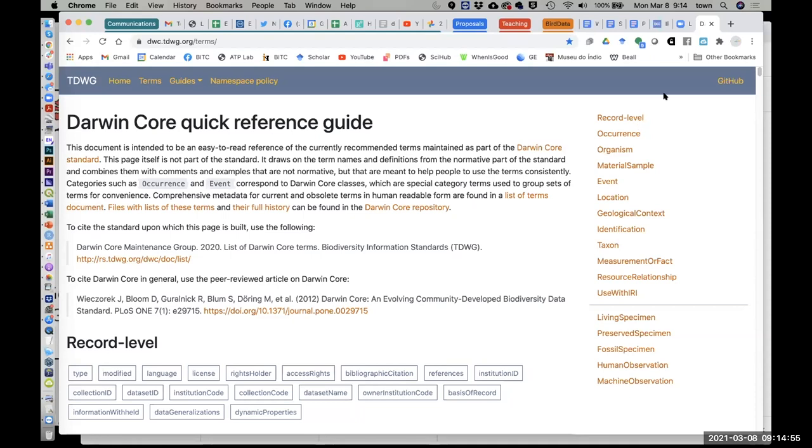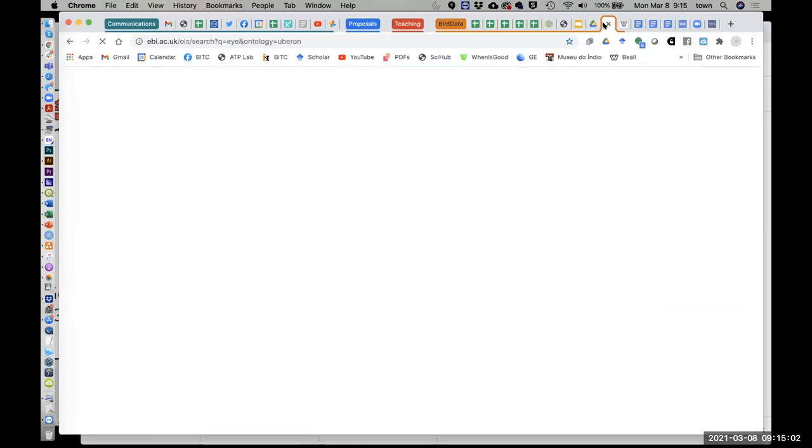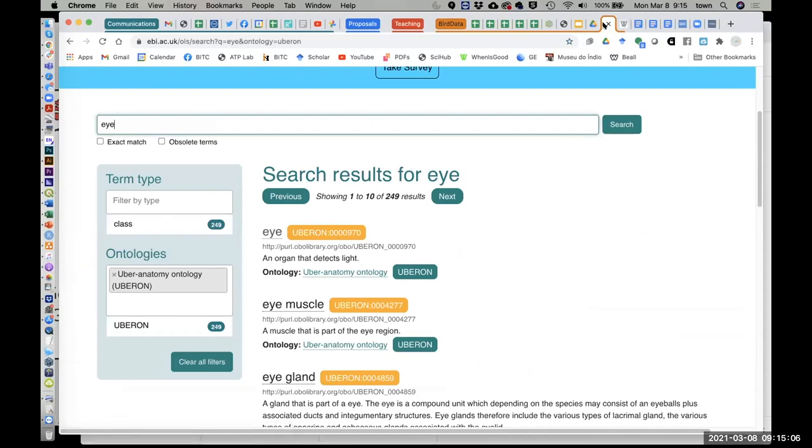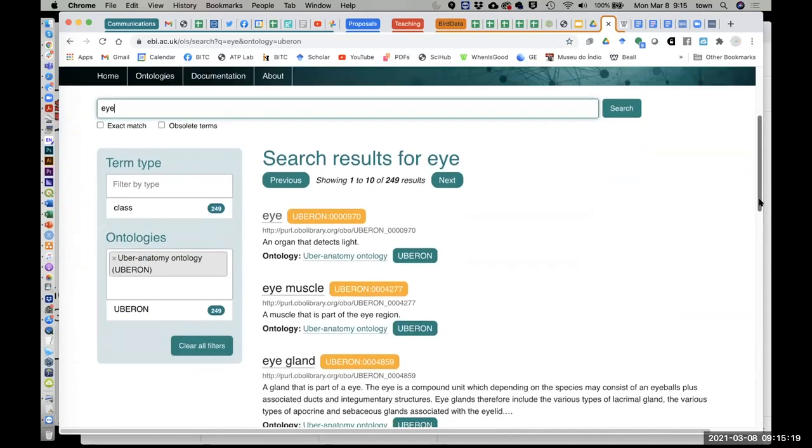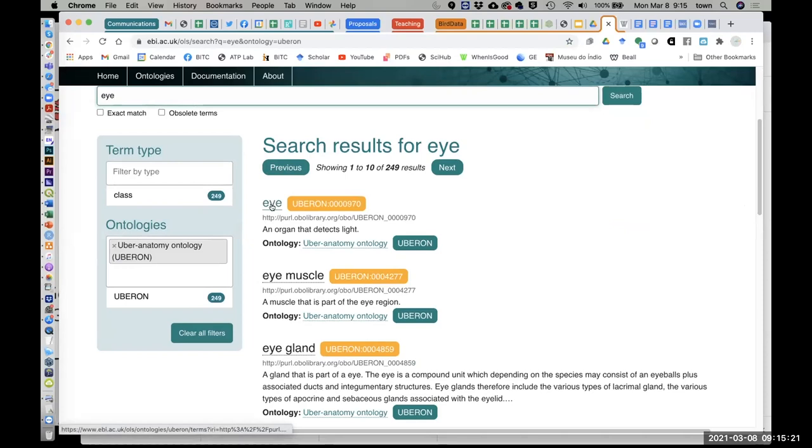Now, the problem is doing that for the rest of these variables. And so this is a challenge which is in the world of ontologies, okay? And so for example, here is an ontology for anatomy.